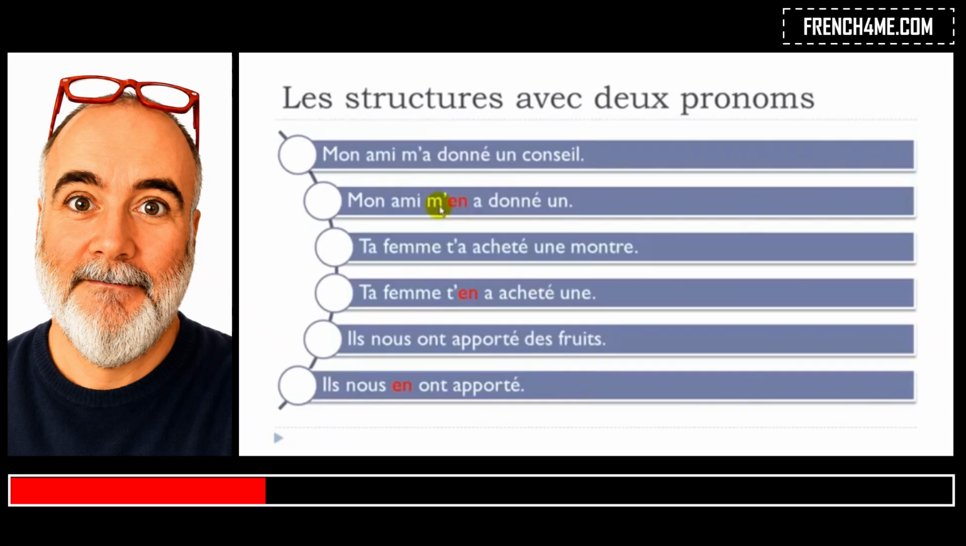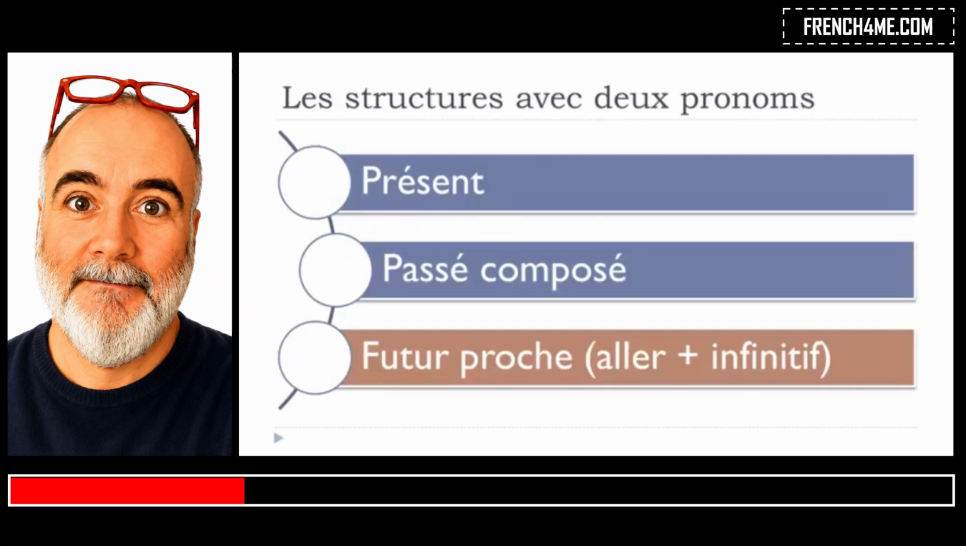All right, so let's read it one more time. Mon ami m'en a donné un. Ta femme t'en a acheté une. Ils nous en ont apporté. All right, and then the last example we'll see with the futur proche. In that case, it will be quite interesting because we will have two verbs.